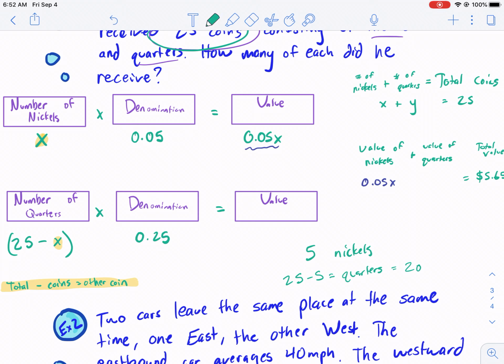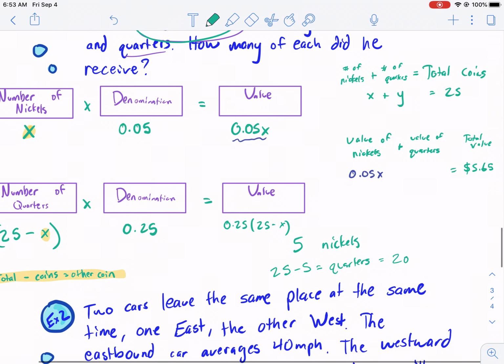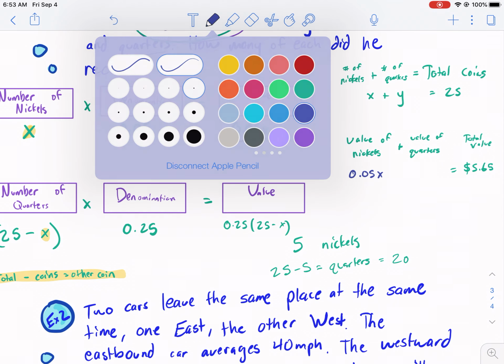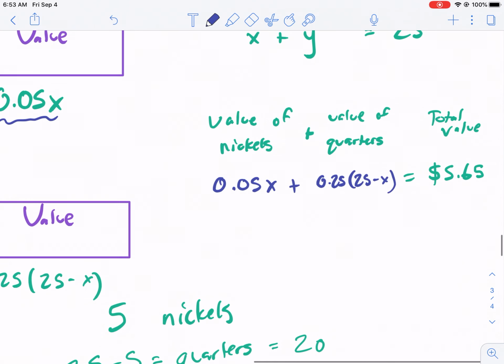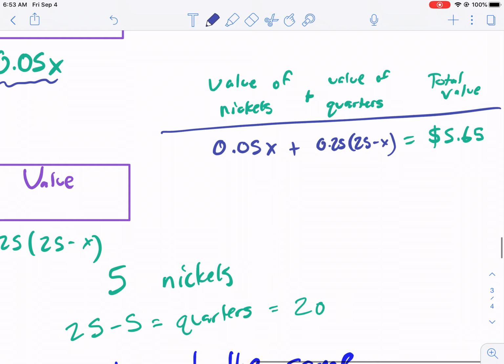So now to find the value, we multiply the two. So we do 0.25 parentheses 25 minus x. And we're going to write that value here. So 0.25 times 25 minus x. And we're going to add those two. Now we have an equation. Guess what? It's all in terms of one variable. So this becomes relatively easy.